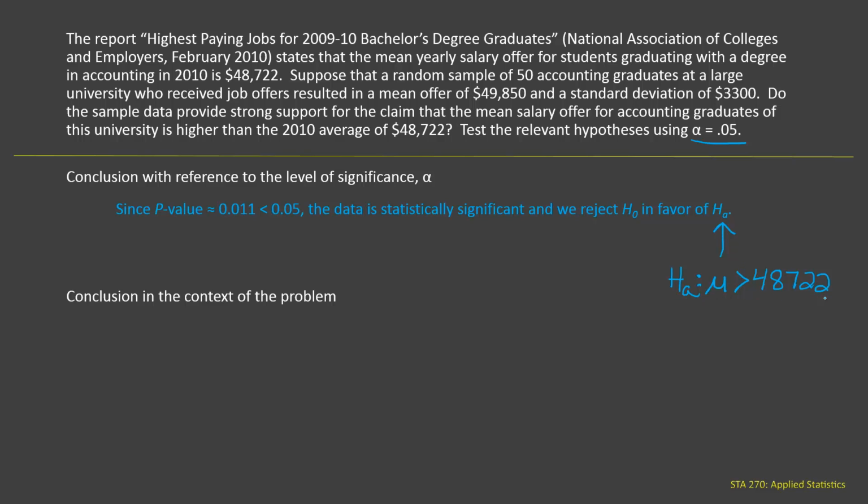The last step in this test here is to state a conclusion in the context of the problem. All we have to do is restate this alternative here in words. So mu, the mean salary offer for accounting graduates of this university, is greater than $48,722. And this is because we were rejecting H naught in favor of HA. So we do have convincing evidence that the mean salary offer for accounting graduates of this university is more than $48,722, which was the 2010 average.